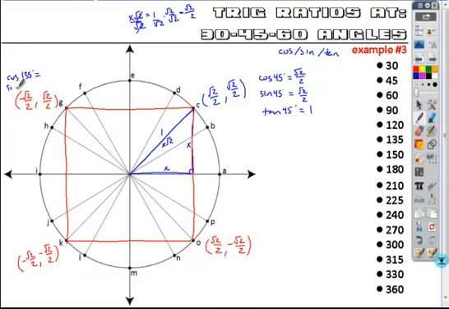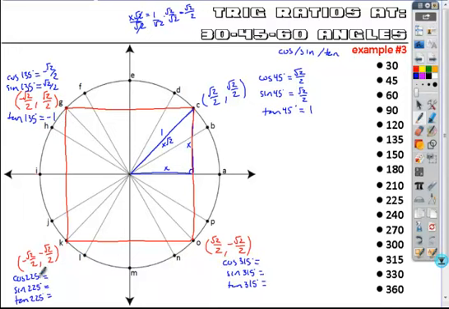The sine of 135 and the tangent of 135. And we can find those because the cosine is the x, negative root 2 over 2. The sine is the y, positive root 2 over 2. And the tangent is going to be what? Root 2 over 2 divided by negative root 2 over 2. Same values, but opposite signs, so it's going to be negative 1.